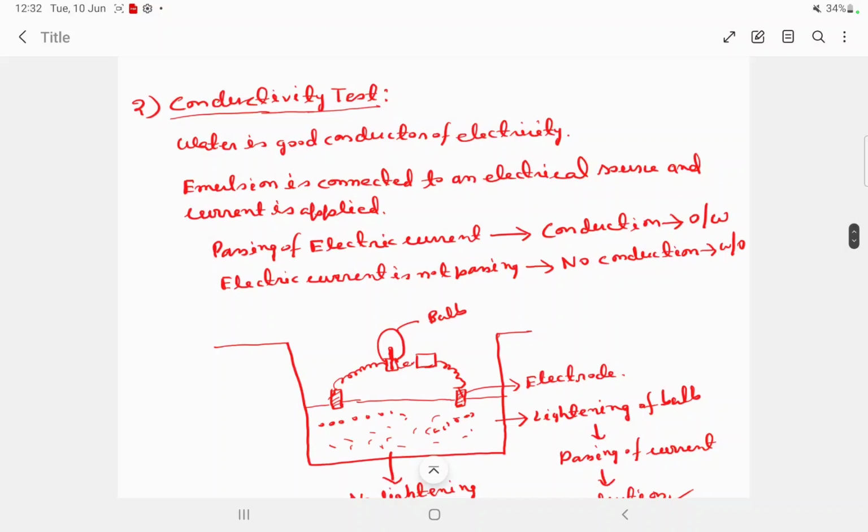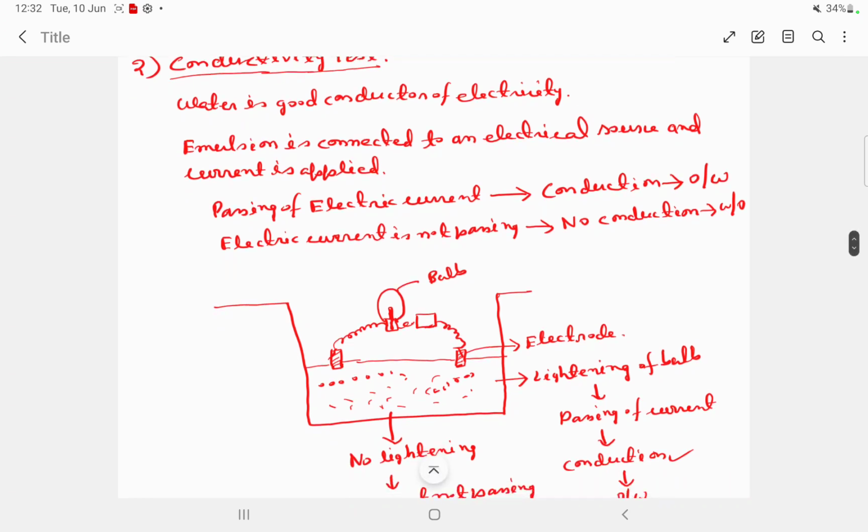Next is the conductivity test. So we know that water is a good conductor of electricity. So the emulsion is connected to an electrical source and current is applied. So if there is passing of electric current, that is conduction, the emulsion is oil by water type, that is water is in the continuous phase. And if electric current is not passing, that means no conduction, and the emulsion is water by oil type, because oil is in the continuous phase.